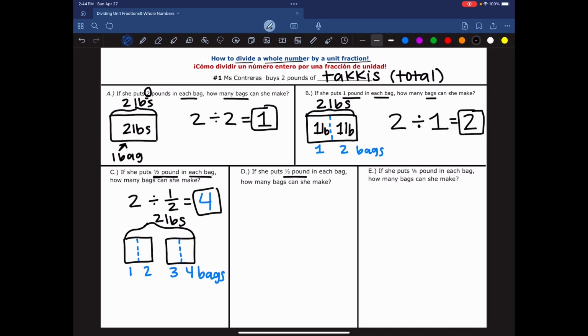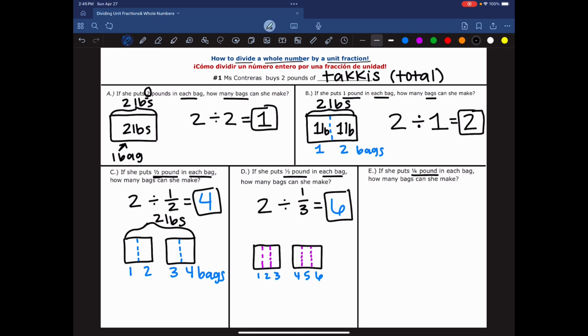This time, I'm putting 1/3 pound of Takis in each bag. How many bags can I make? 2 pounds is being divided by 1/3. I set up my fraction area model by drawing 2 wholes. Since I'm dividing by 1/3, I'm going to partition or cut each whole into 3 sections by drawing 2 dashed lines. Last, I count the number of sections because they represent each bag. There are 6 bags, which means 2 divided by 1/3 equals 6.